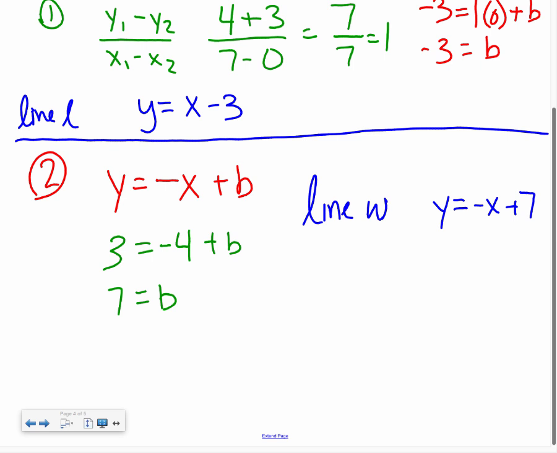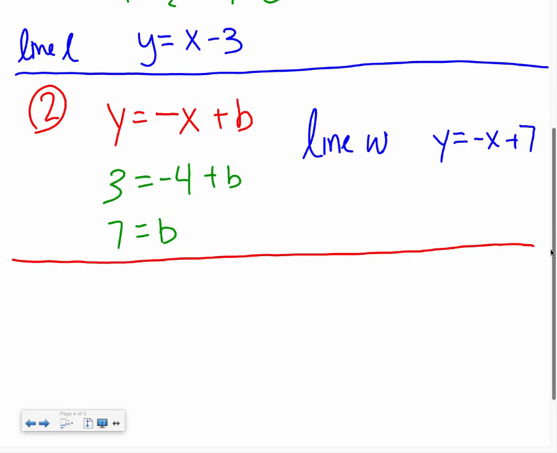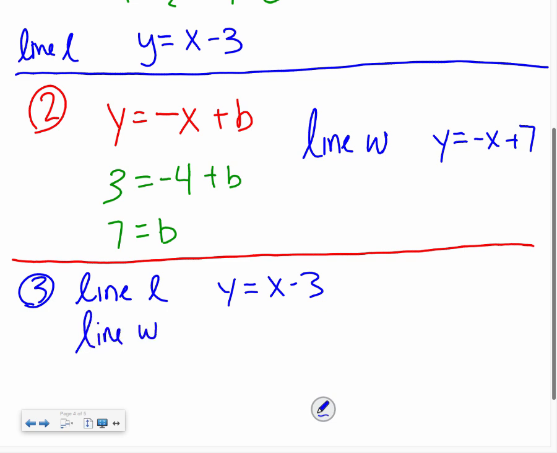The third step is we take these two lines and we write a system of equations. So we have line L, I'm just going to rewrite it: y equals x minus 3. We have line W, which is y equals negative x plus 7.